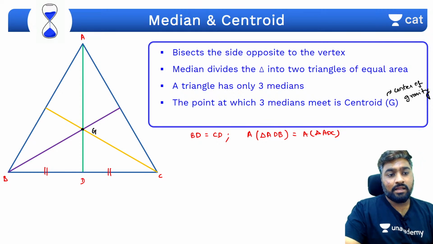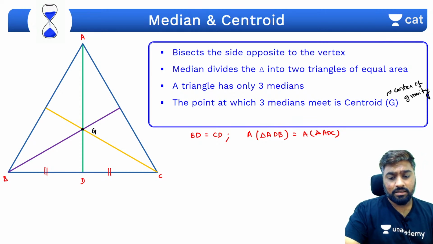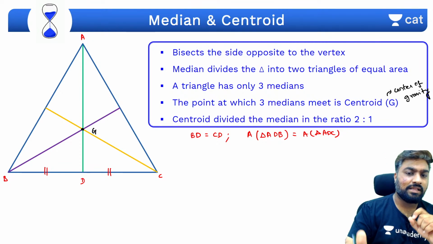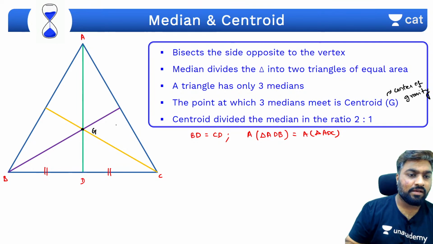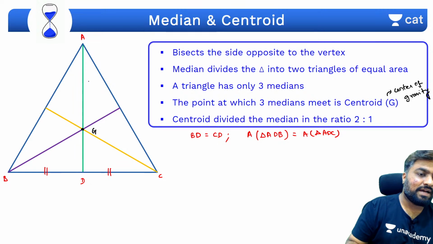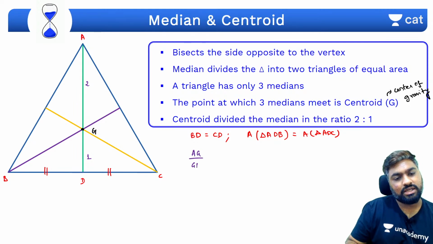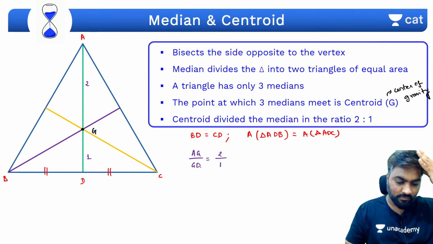Now there's a property about centroids that you should know: a centroid divides the median in the ratio 2:1. So if G is the centroid, then AD is divided in the ratio 2:1, where AG is 2 parts and GD is 1 part. Are you understanding this?